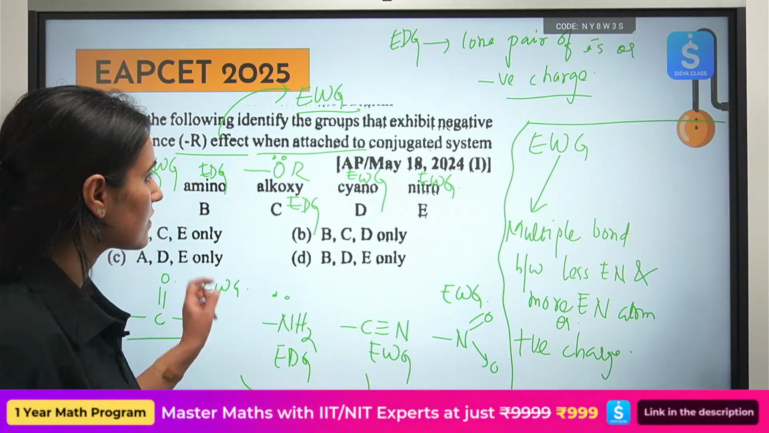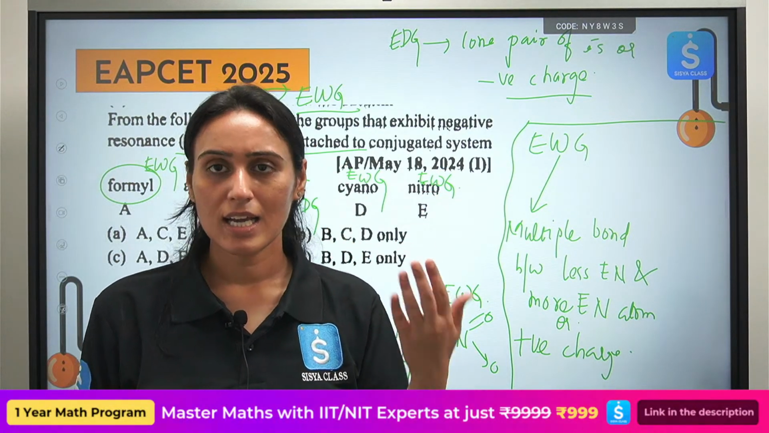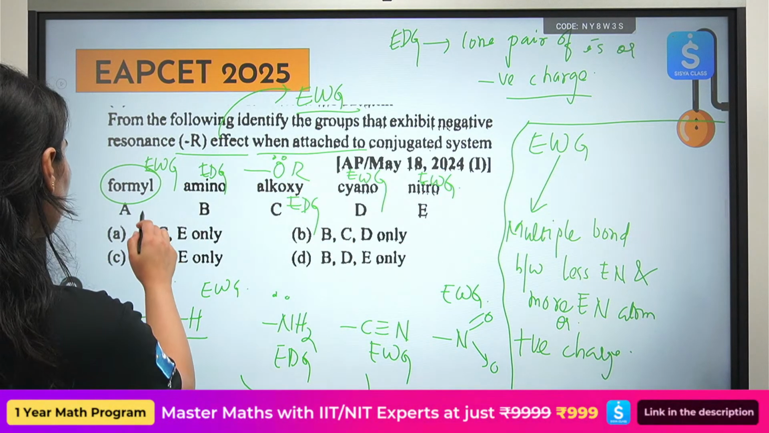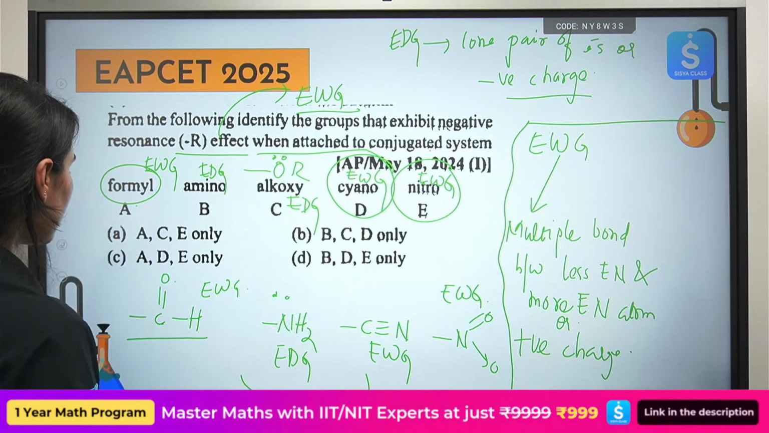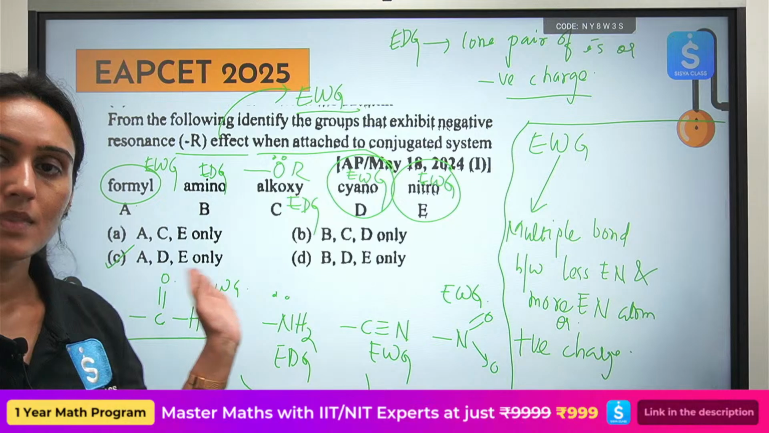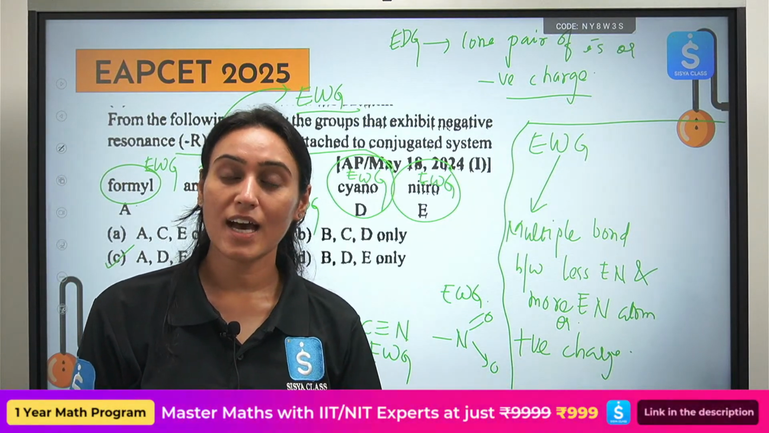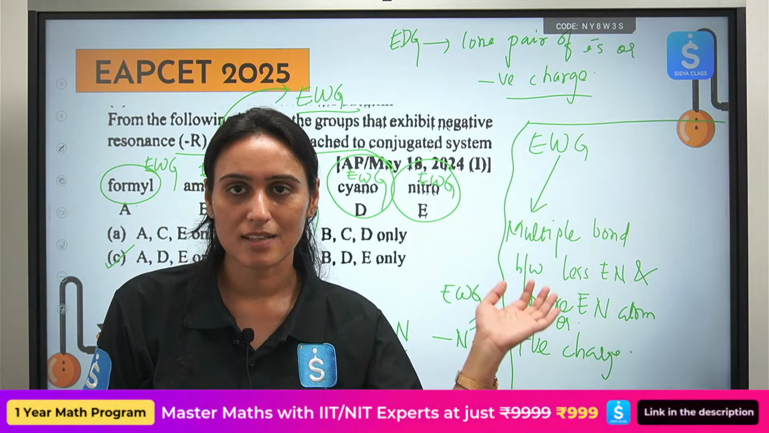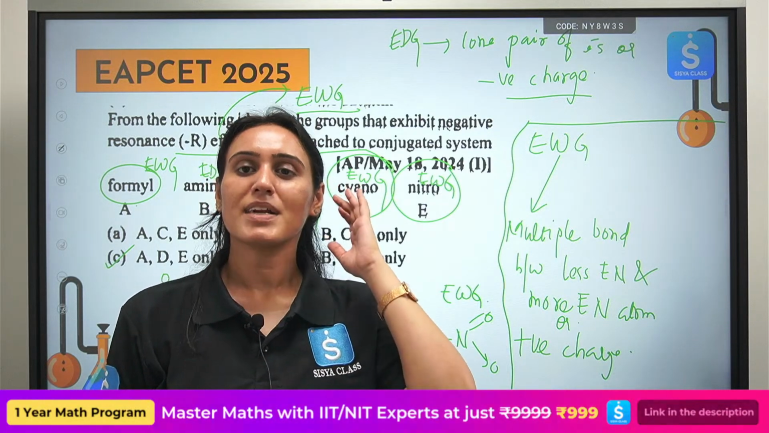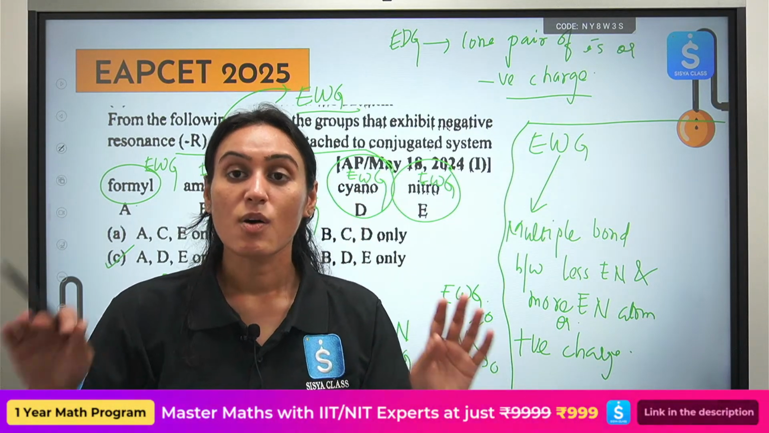So how many of these will show minus R effect? Electron withdrawing groups. So I can see option A, option D, option E. Simple. So do we have to know each and every group? They can give you some new group also, although they don't. They repeat the same functional groups again and again. But you should have some idea in your mind. What are we looking for?